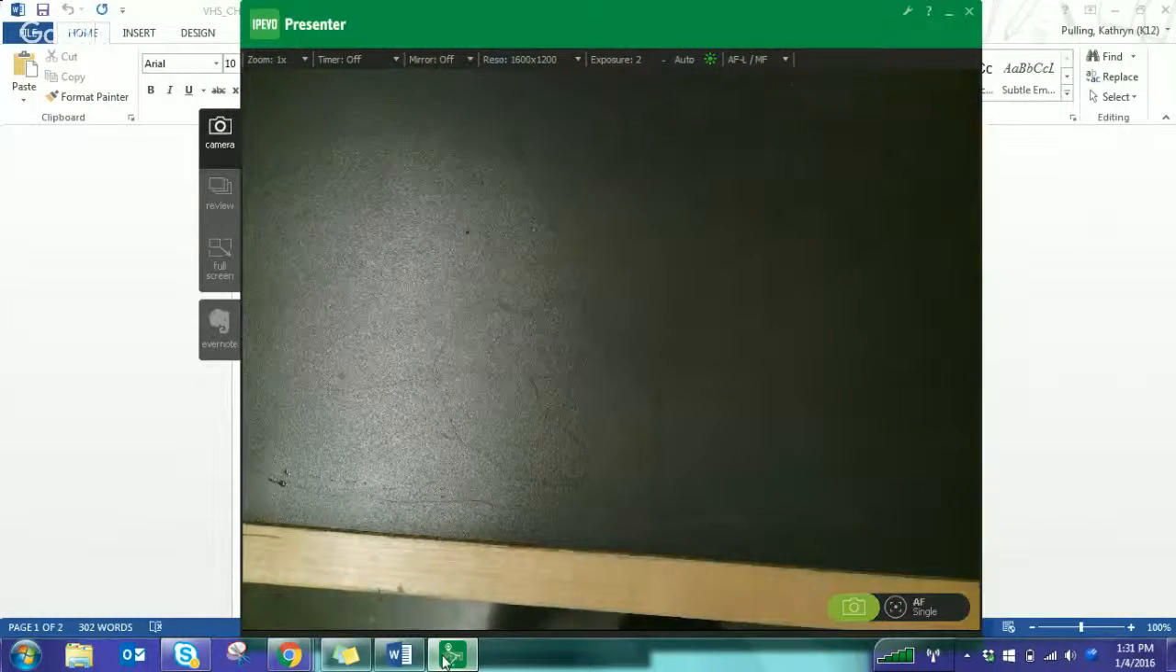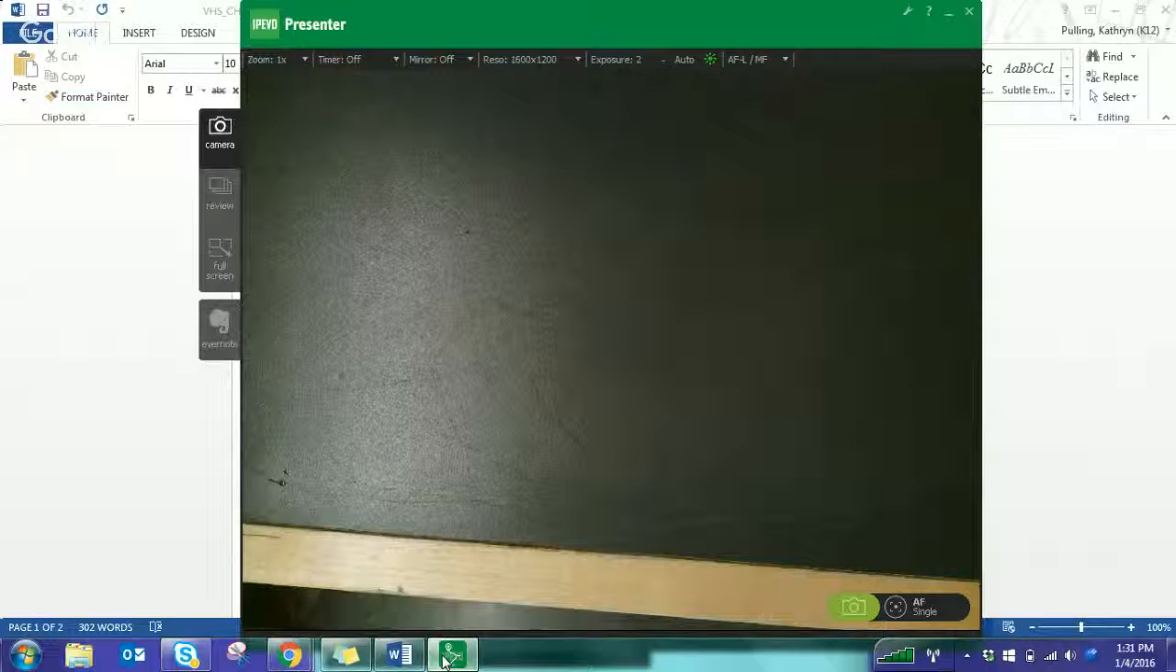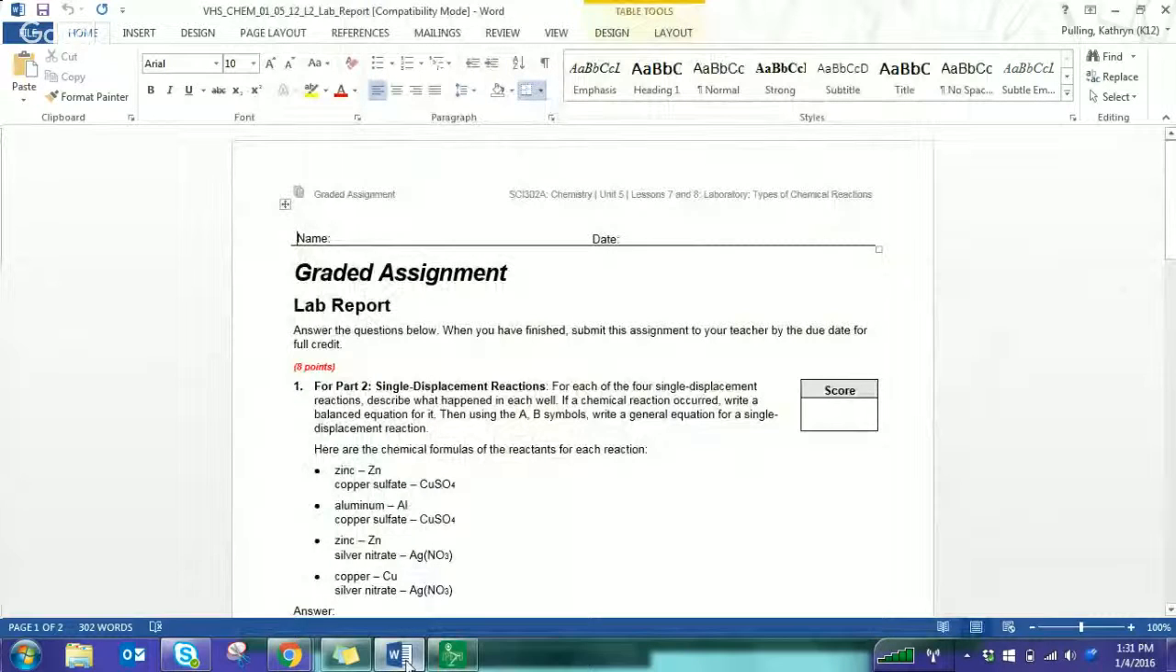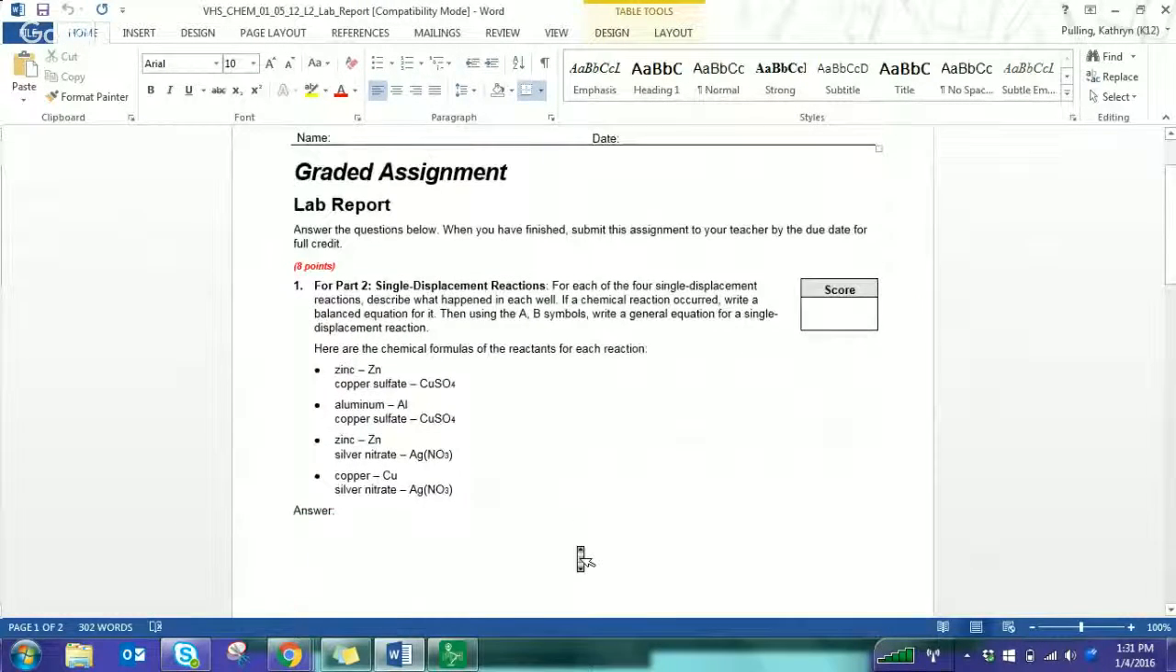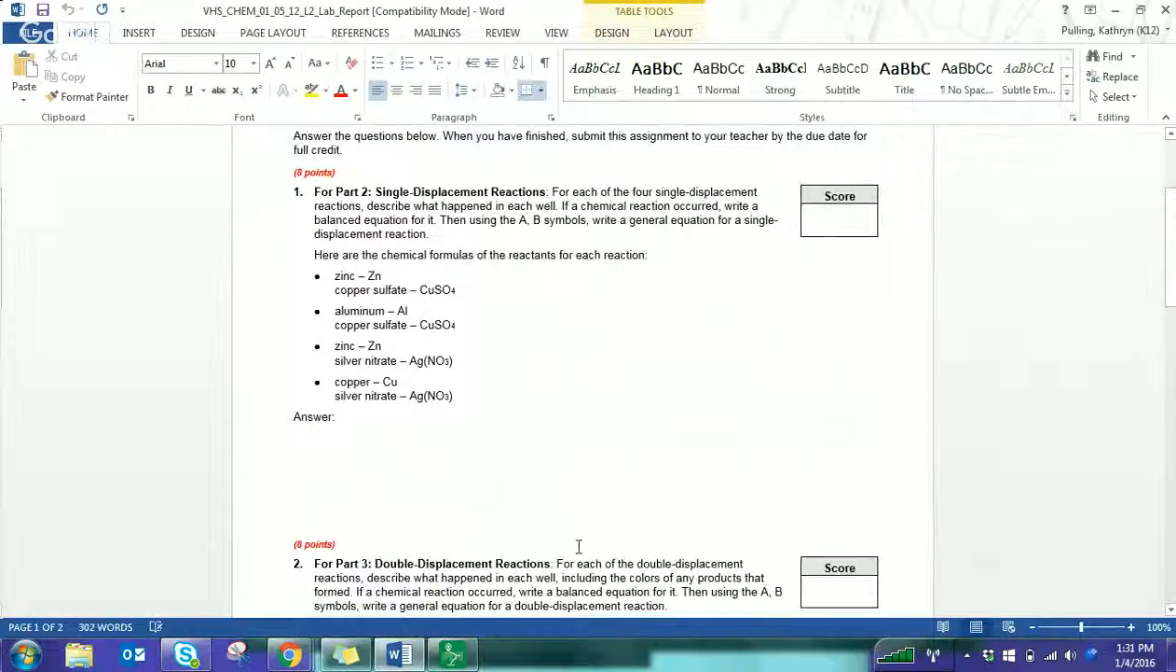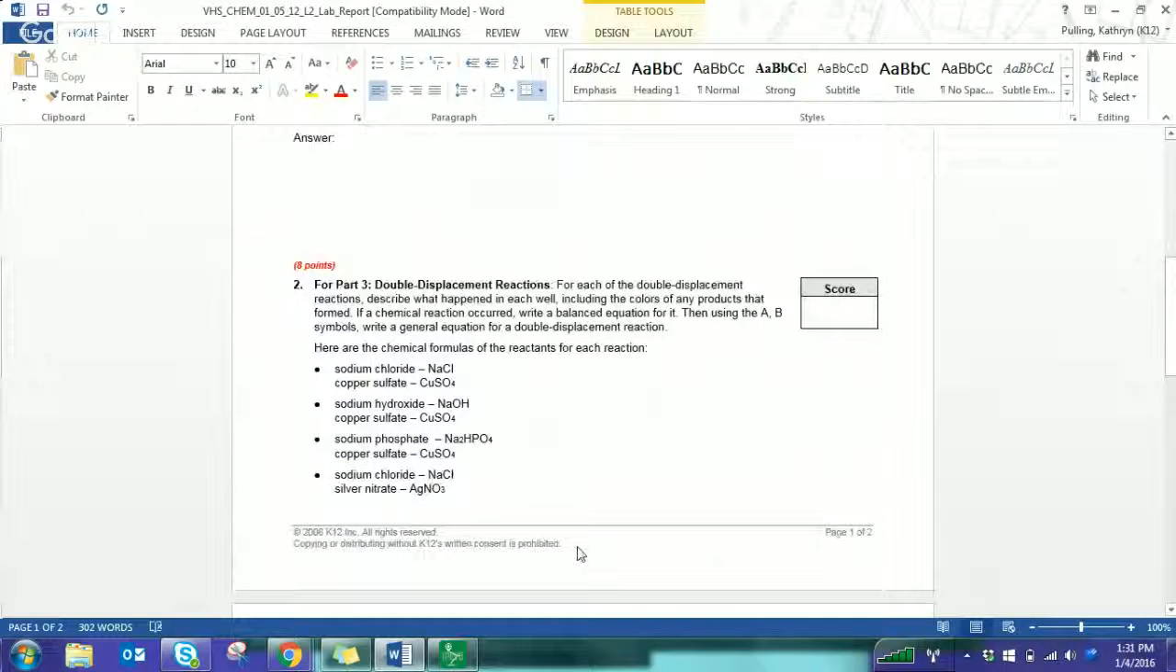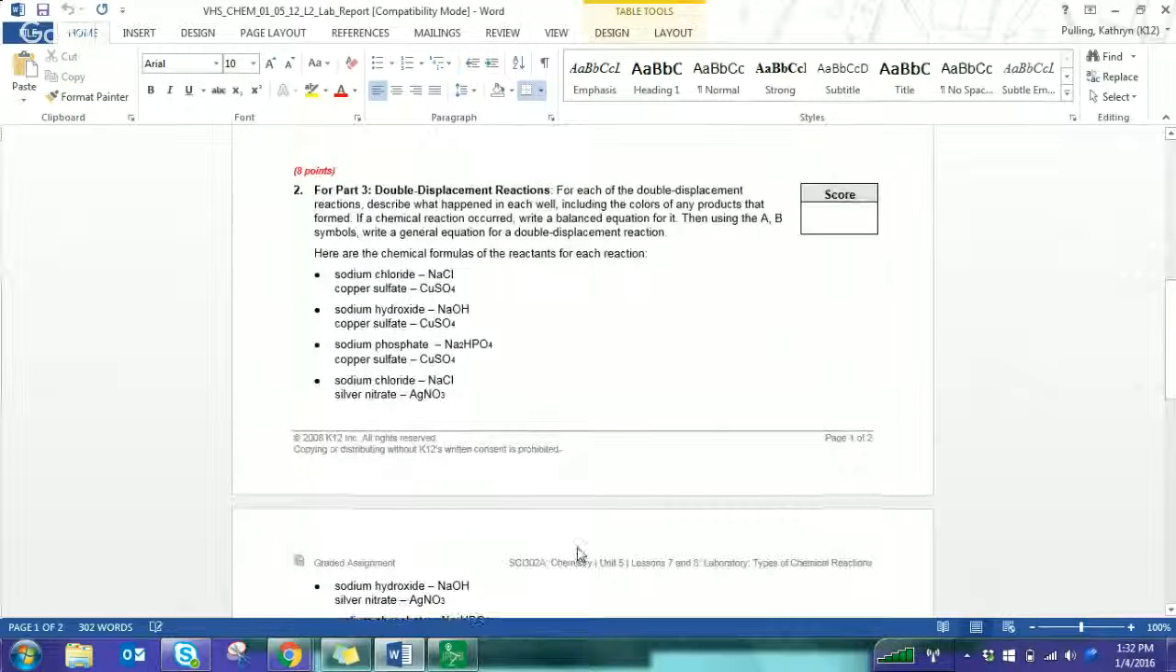Let's start thinking about the lab report. Alright, so part 2, single displacement reactions. Here are the chemical formulas of the reactants for each reaction. For each of the 4 single displacement reactions, describe what happened in each well. If a chemical reaction occurred, write a balanced equation for it. You're going to be doing essentially the same thing for part 3 in question number 2. You have the formulas of everything that was going on. In this one, you have to write double displacement reactions.